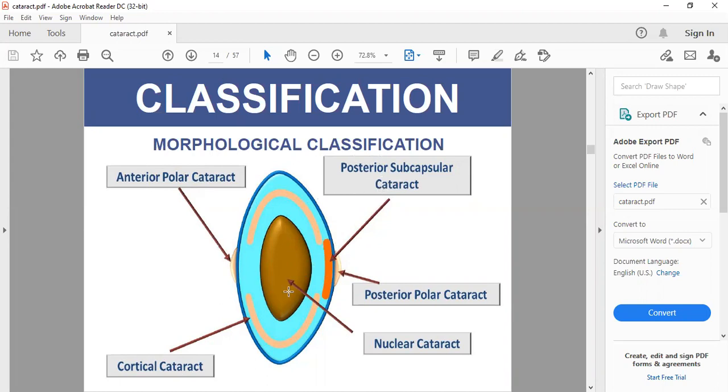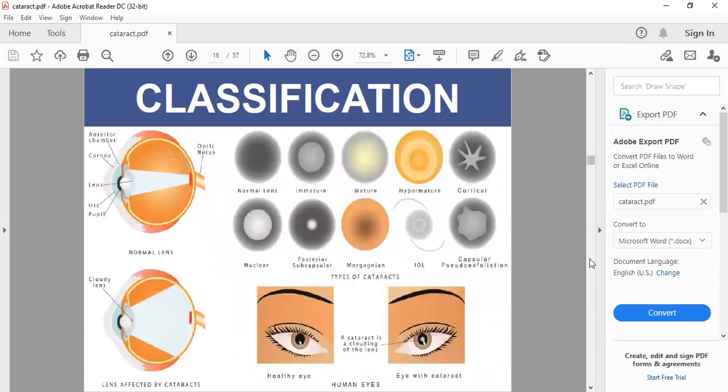It is very logical that this posterior subcapsular cataract is smack in the visual axis. So even a very early posterior subcapsular cataract will cause profound diminution of vision. The rest of the lens is transparent, but a small opacity here will lead to profound disturbance of vision. On the contrary, if the whole periphery is opacified, still there will be no difference in the visual acuity because it doesn't come into the visual axis. So this is how the various types of cataracts look, friends.